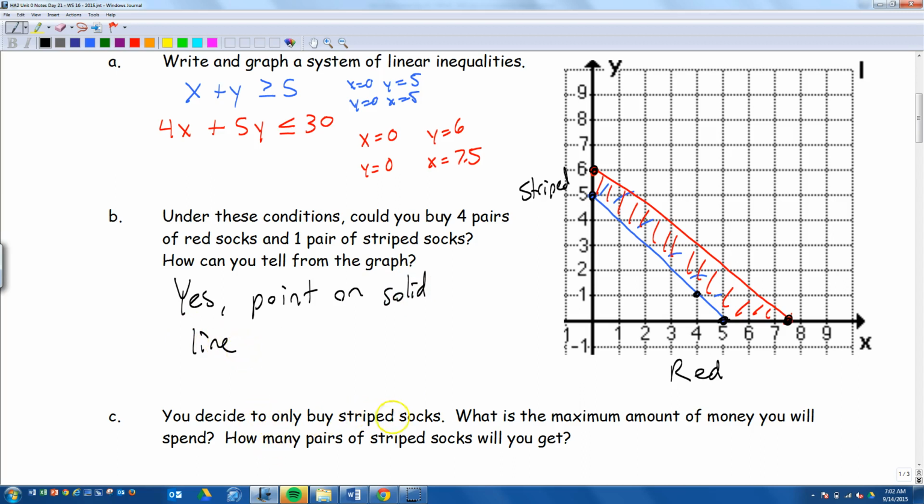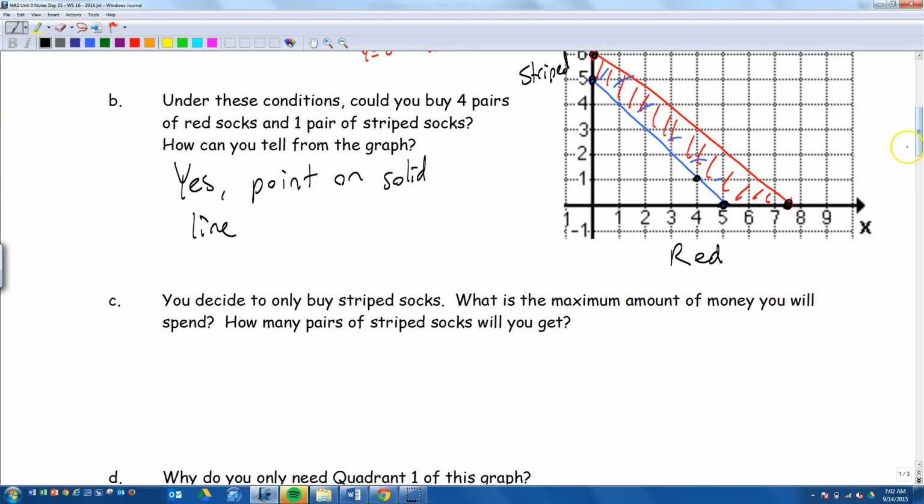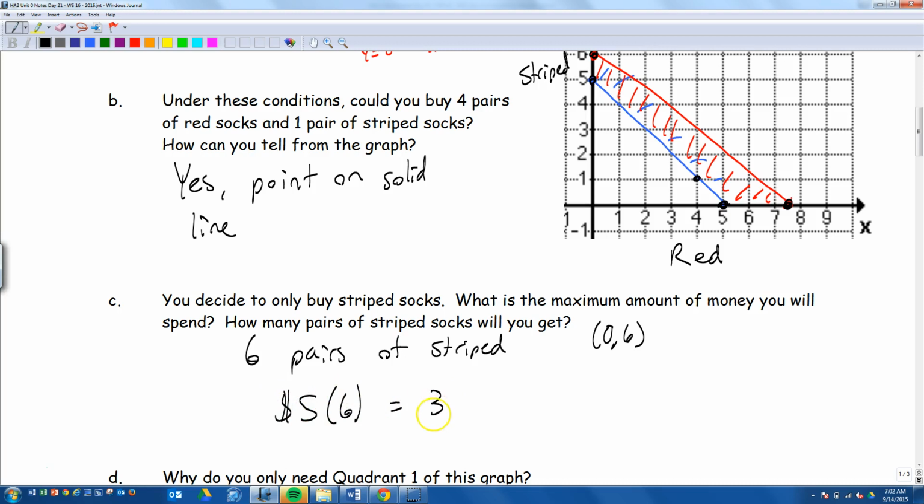You decide to only buy y striped socks. What is the maximum amount of money you will spend? Well, the maximum amount of striped socks that we can buy, it looks like, is 0, 6. So we can get 6 pairs of striped, because the point 0, 6 is the highest point in the region. And then if we know that it's $5 times every pair, we would spend our max of $30, and that's why that's the top of the region. So we would spend all of the money.